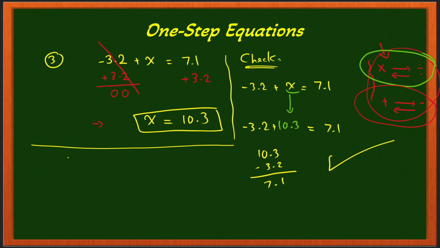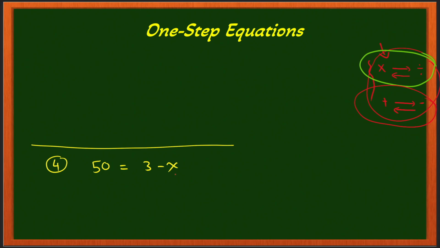Try to solve the following one. Number 4. If we have 50 equals 3 minus x. Feel free to pause the video if you want to think about the question. Okay, so the x is on the right side and we need to get rid of the 3. This is not a negative 3. It's a positive 3. Alright, so to get rid of it, we need to add the opposite of it. What's the opposite of positive 3? It's a negative 3. So you have to do the same thing to both sides.